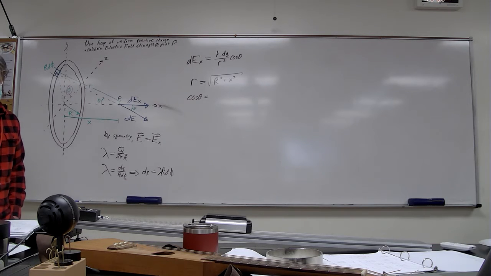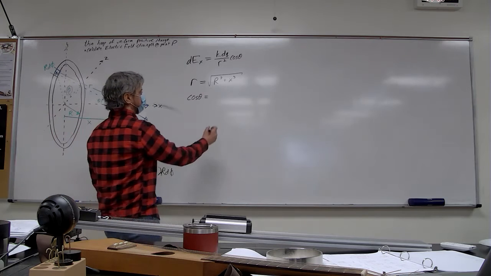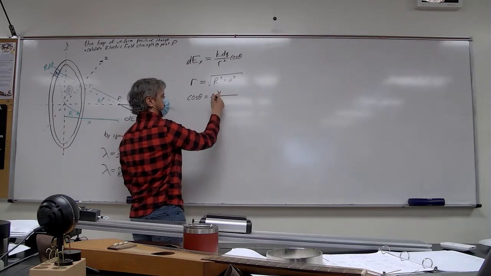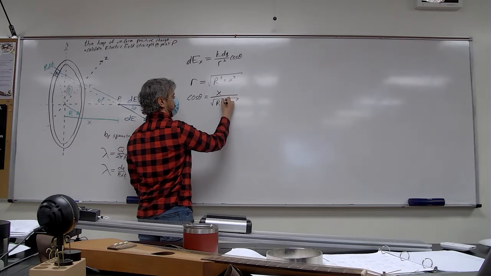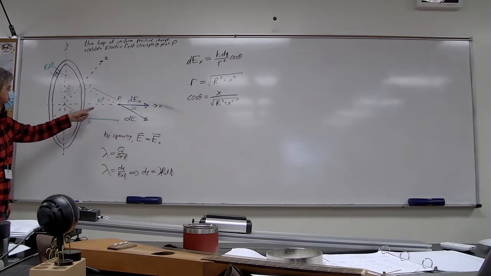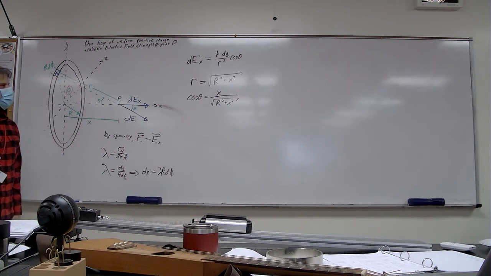X over big R. X over little r, which I have here. Right, cosine of this angle is this side divided by the hypotenuse.